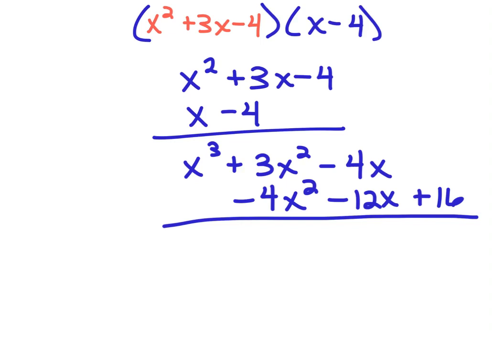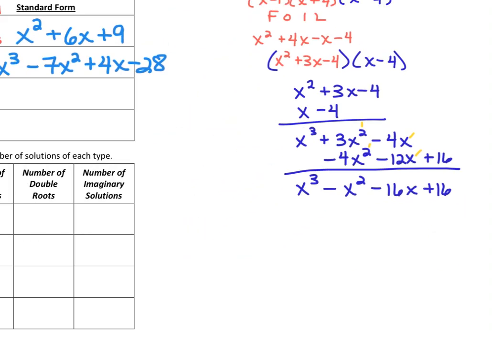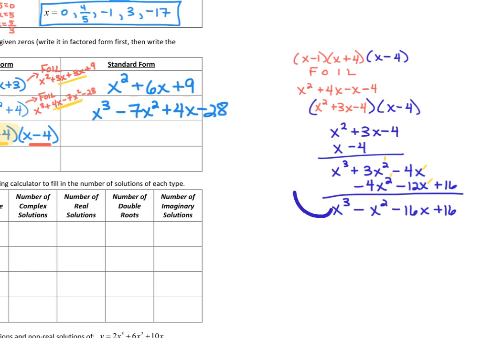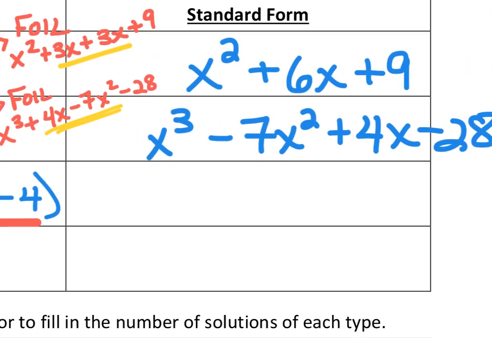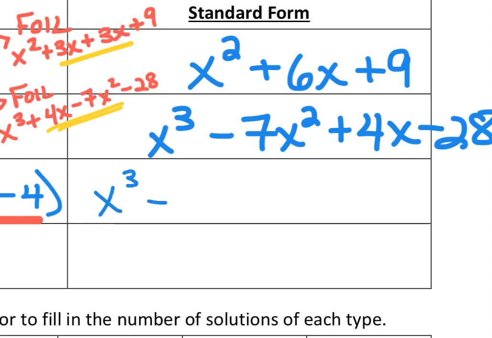That looks right. Notice that I've lined up the like terms. So the ones that have a 2, the ones that have just x. Okay, and when I add or combine like terms, I get x cubed minus 1x squared minus 16x and then plus 16. And that's what I'm going to write over here. x cubed minus x squared minus 16x plus 16.